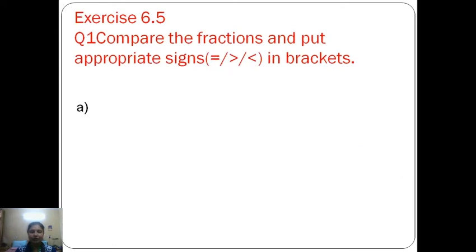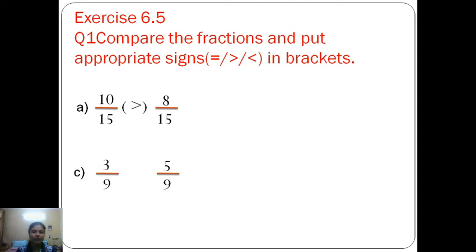So let's start. I am picking up A part. Question is compare the fractions and put appropriate sign, that is equal to, greater than or less than in brackets. A part is 10 by 15 and 8 by 15. As you can see, the denominators are same. So the fractions are like fractions. So how do we compare like fraction? We just compare their numerator. So 10 and 8. Which one is bigger? Obviously 10. So the fraction 10 by 15 is greater than 8 by 15.